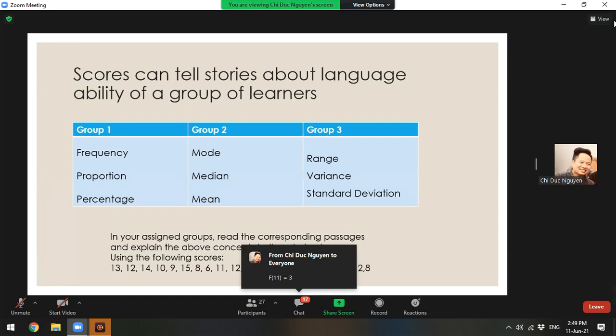So we have 1, 2, 3, 4. We have 4. So the frequency of 13, we have 1, 2, and 3 as well. The frequency of 14, we have 1, 2. And the frequency of 15, we have 1. Okay, so if you look at these frequencies over here, what conclusion can you make?